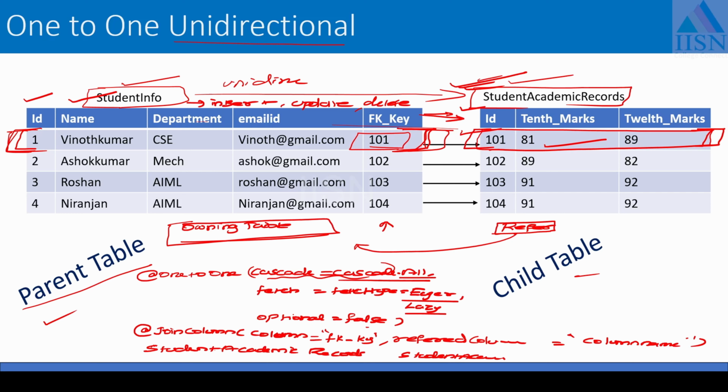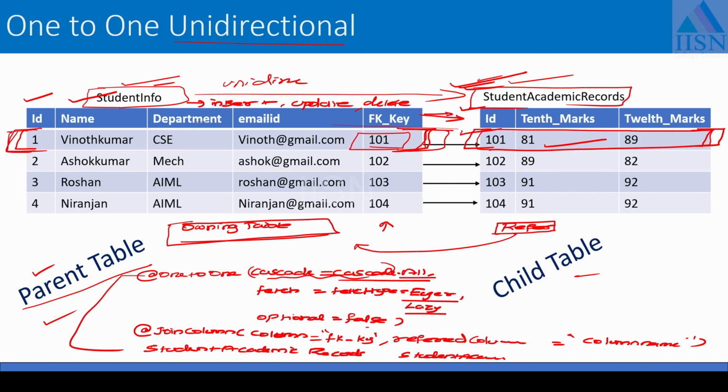The parent table knows the details of which table it gets connected to. Here you see all these things we are going to write under the parent table, that is StudentInfo. In the child table it doesn't know any information. That is what unidirectional means. In the child table we are going to leave it as it is.